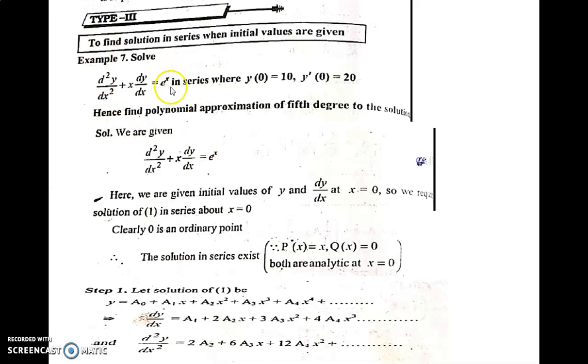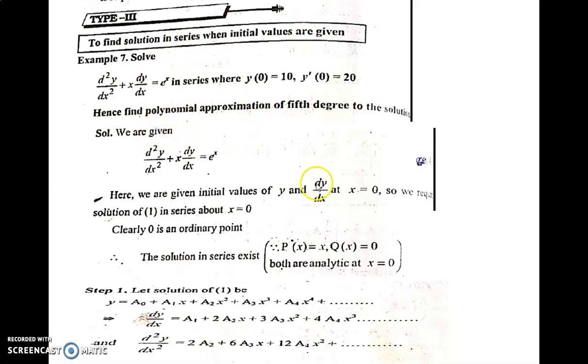So we have to find the solution in series when we are given initial values. Hence find the polynomial approximation of 5th degree, because in power series we are getting a polynomial approximation of 5th degree to the solution. So we have to find the polynomial up to 5th degree. It is called a series, but when we get it up to some degree, it is called a polynomial.